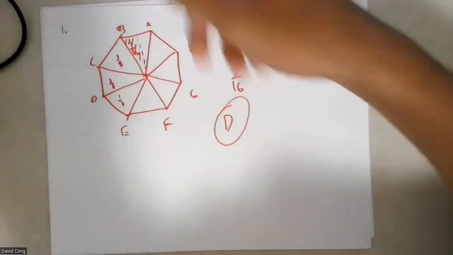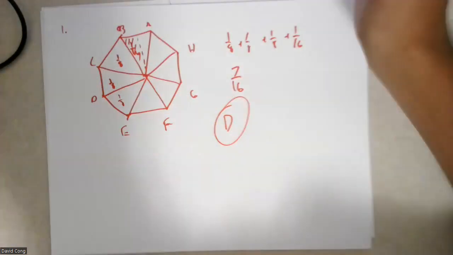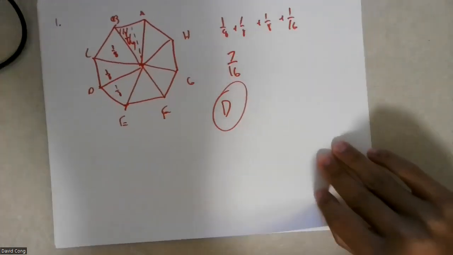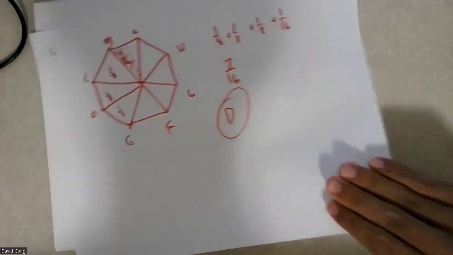This one, you just need, it's an octagon, it's triangles, so you know 1/8, 1/8, 1/8. And then you see this is half of a triangle, so you know it's 1/16. So just a bit of addition of fractions. You just got to realize it's 1/8 and 1/16.